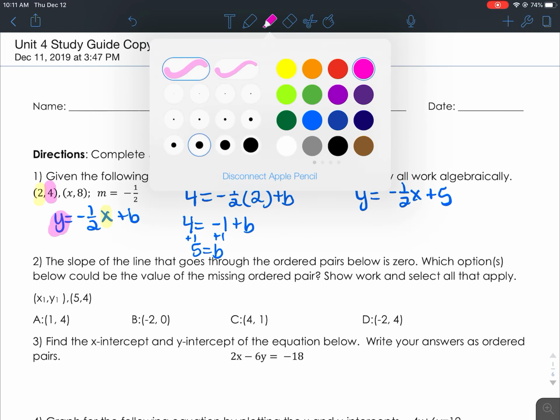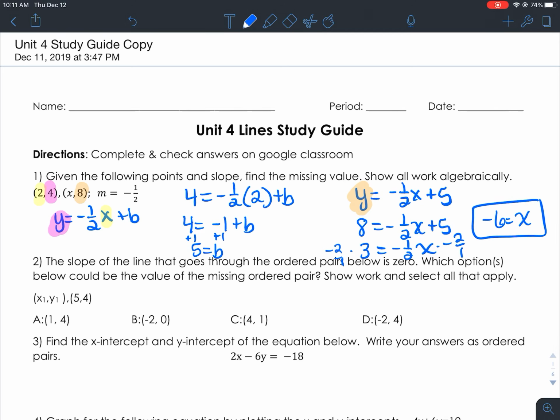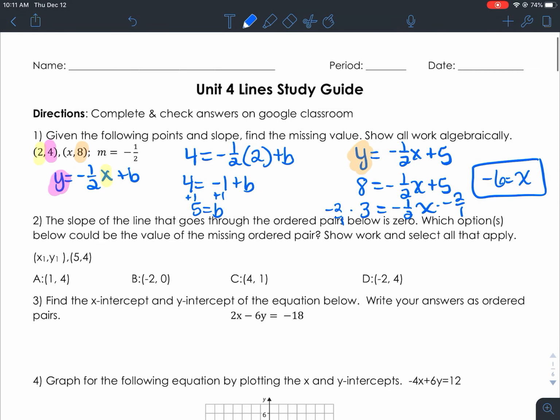Then we're going to go ahead and plug in the y, and we're going to find out what x would be. So if I substitute the y in, I get 8 equals negative 1/2 x plus 5. I subtract 5 on both sides, I get negative 1/2 x equals 3. And then from here, you multiply by the reciprocal, and you get negative 6 equals x for that one.